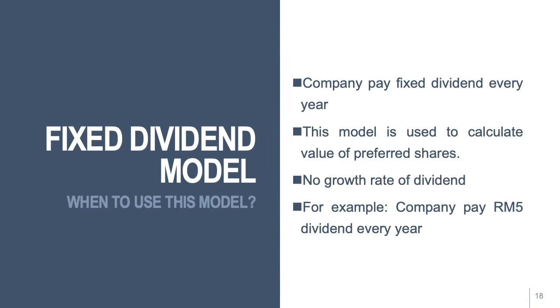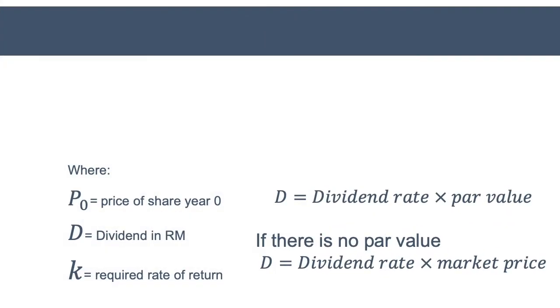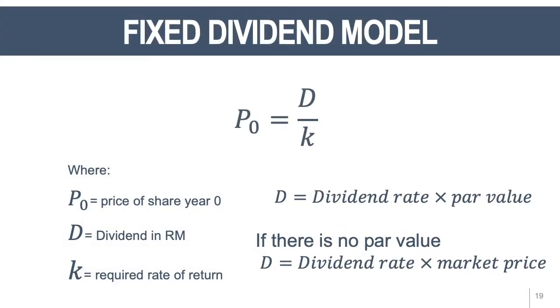For example, the company pays RM5 dividend every year, and this dividend is fixed for every year. So the formula for this dividend model is P0. P0 here means the price of share at year 0, or the fair value of share at year 0, equal to dividend in RM, which is D, divided by K. K is our required rate of return.